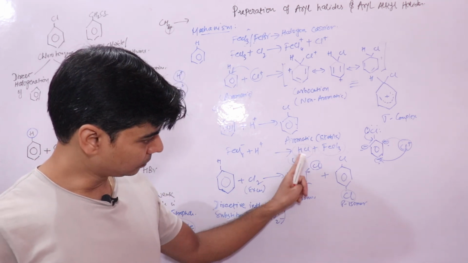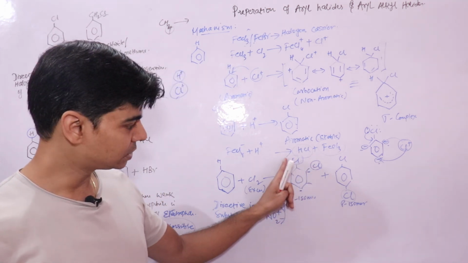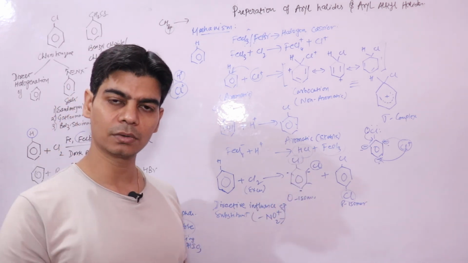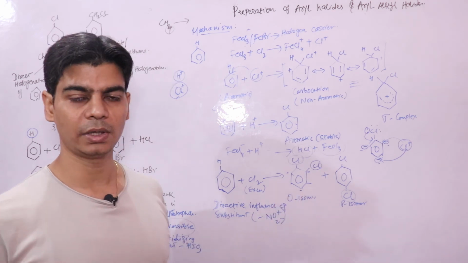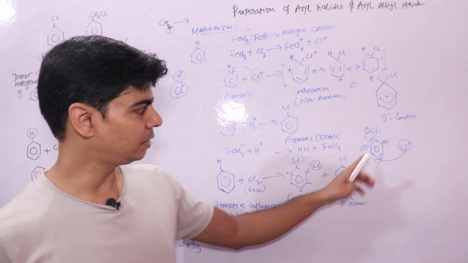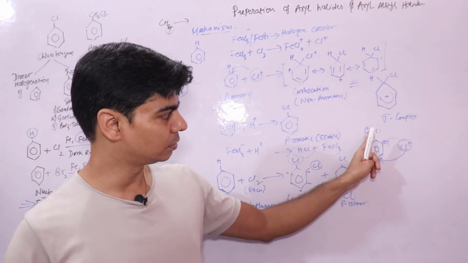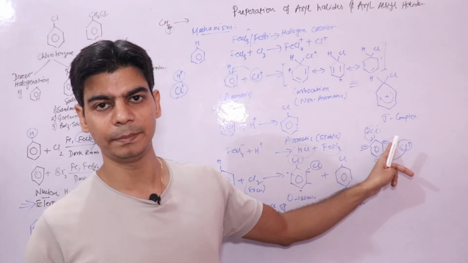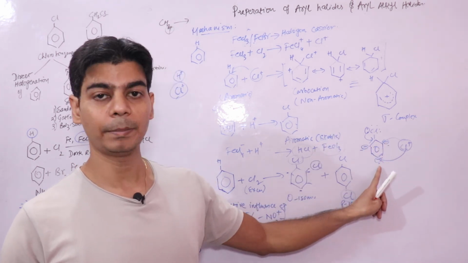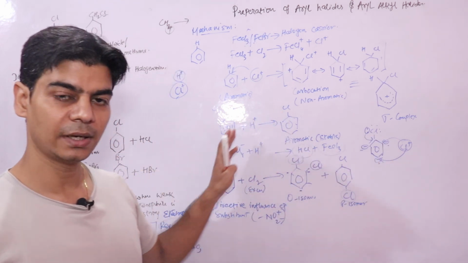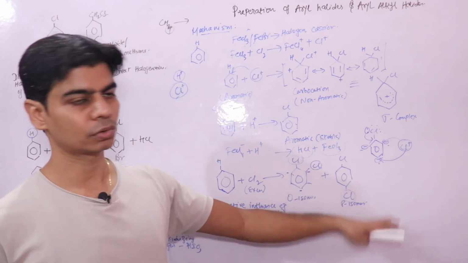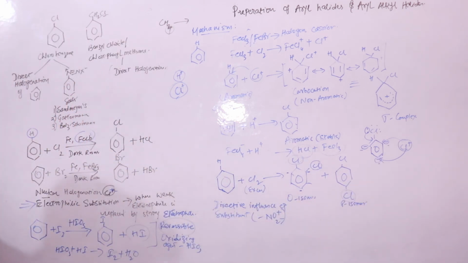And so, since your already present group is ortho and para directing, the second chlorine atom would be attached to the ortho and para position of the benzene ring. And why is it ortho and para directing? Because your lone pair will enter into conjugation with the benzene ring, creating sites of high electron density at ortho and para positions. And since this is an electrophilic substitution reaction, the electrophile chloronium will attack at ortho and para positions, right? I hope this is clear.